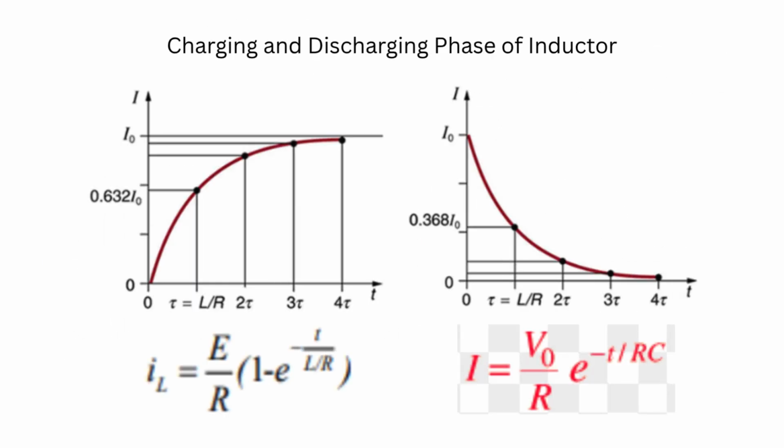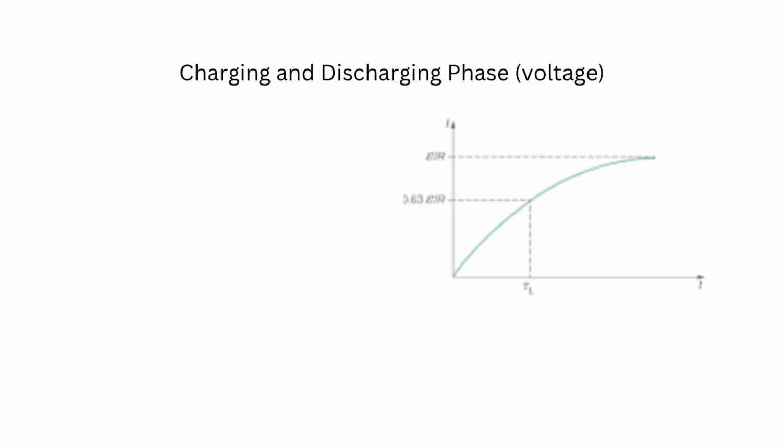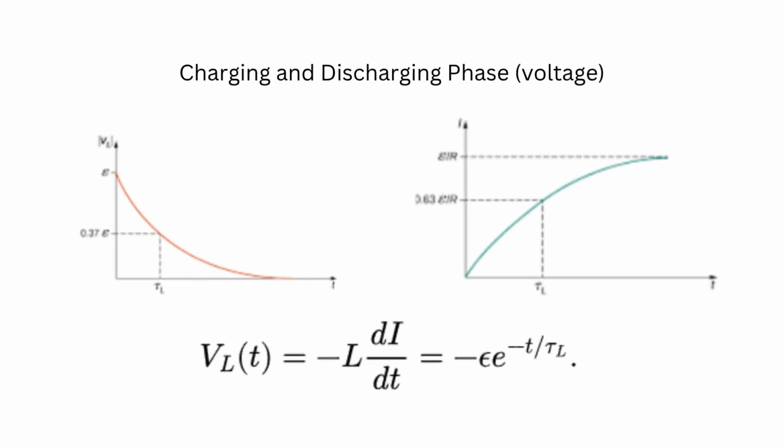The current through the inductor during these phases is seen in these graphs, where current is a function of time. Inversely, voltage over the inductor decreases as the inductor charges and becomes a short circuit, and increases as the inductor discharges and becomes an open circuit.